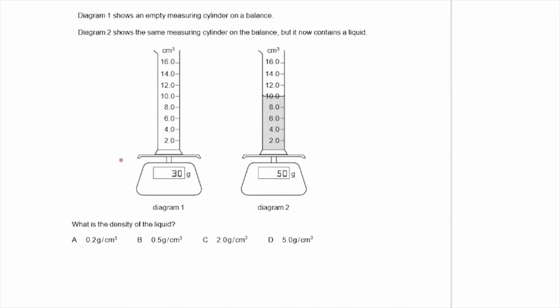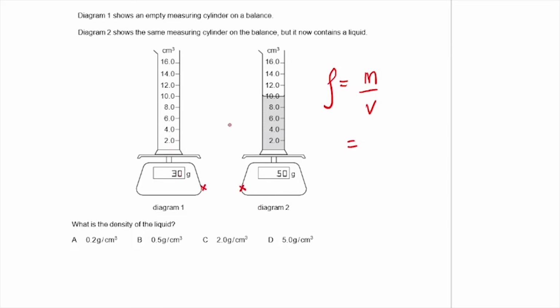Moving on to question 10. Diagram 1 shows an empty measuring cylinder on a balance. Diagram 2 shows the same measuring cylinder on the balance, but it now contains a liquid. What is the density of the liquid? We know that density is given by mass over volume. What is the mass? The mass of the liquid we shall determine from the balance here.